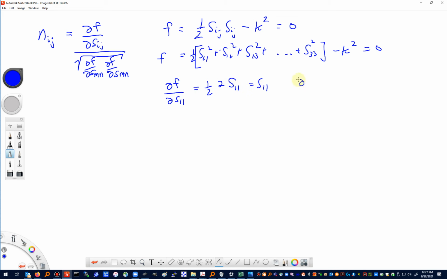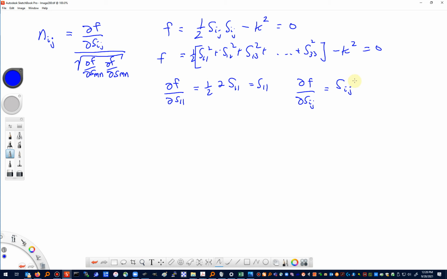And likewise, any of these would result in that term. It's unique to this particular setup. If you have a different yield function, it doesn't work out that way. You just have to do the math. In this case, it works out that way.